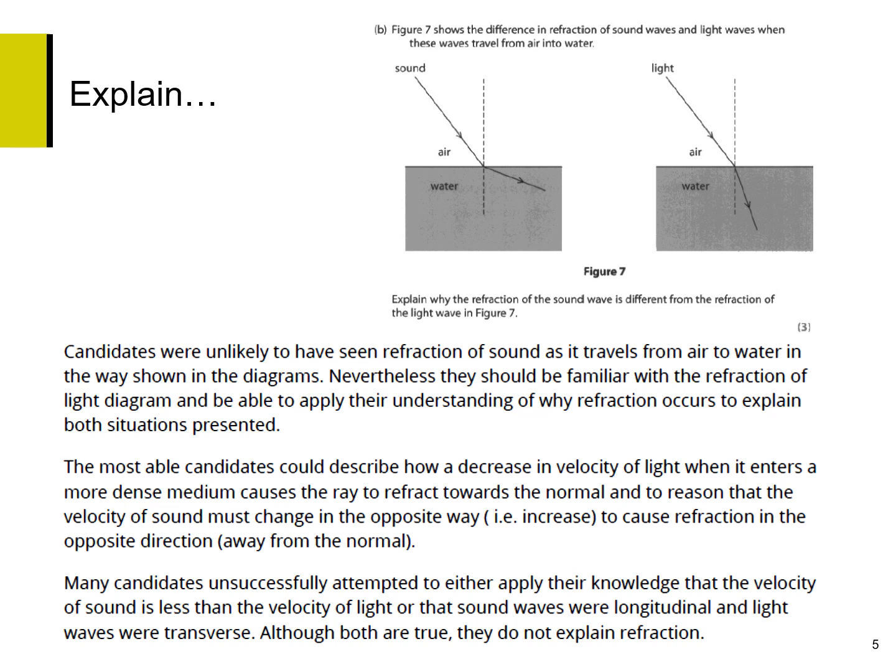Nevertheless, they should be familiar with the refraction of light diagram and be able to apply their understanding of why refraction occurs to explain both situations presented. The most able candidates could describe how a decrease in velocity of light when it enters a more dense medium causes the ray to refract towards the normal, and to reason that the velocity of sound must change in the opposite way, i.e. increase, to cause refraction in the opposite direction, away from the normal.